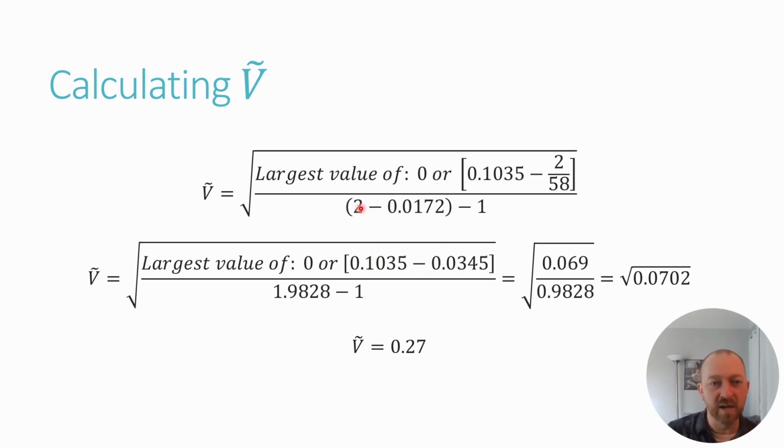Let's finish up the denominator, however. 2 minus 0.0172 is, of course, 1.9828. Then we're going to subtract 1, and we get, of course, 0.9828. Of course, the difference between these two, as you can see, is 0.069. We divide 0.069 by 0.9828 to get 0.0702, and of course we still need to take that square root. The square root of that is, of course, 0.27.